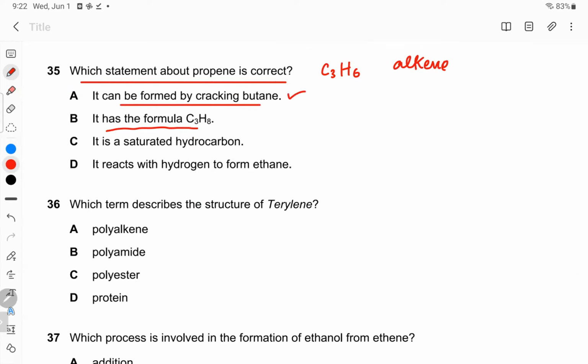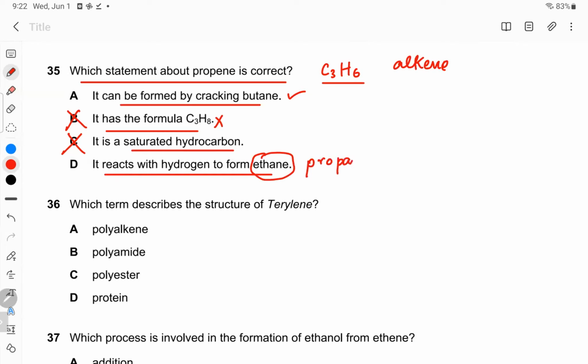Its formula is C3H8. No, it is wrong. We have just written its formula. It is C3H6. So B goes wrong. It is a saturated hydrocarbon. No, alkene. It is an unsaturated hydrocarbon. So C is also wrong. It reacts with hydrogen to form ethane. No, if it reacts with hydrogen, then what will it form? Because it's propene, it will form propane. So D also goes wrong. So we are left with one option only, that is A. So A is our correct answer. Is this understandable to everyone? Yes, sir.